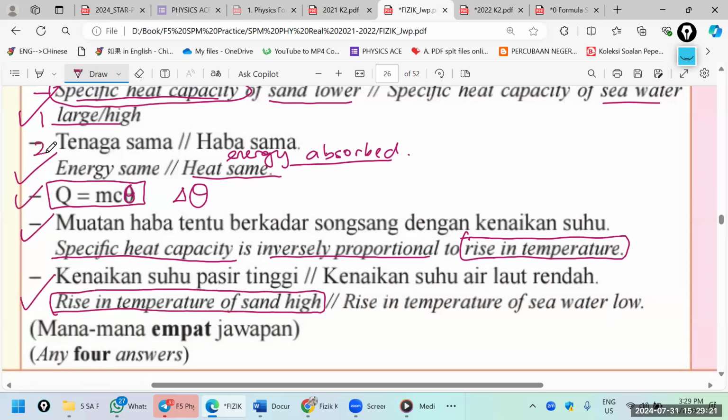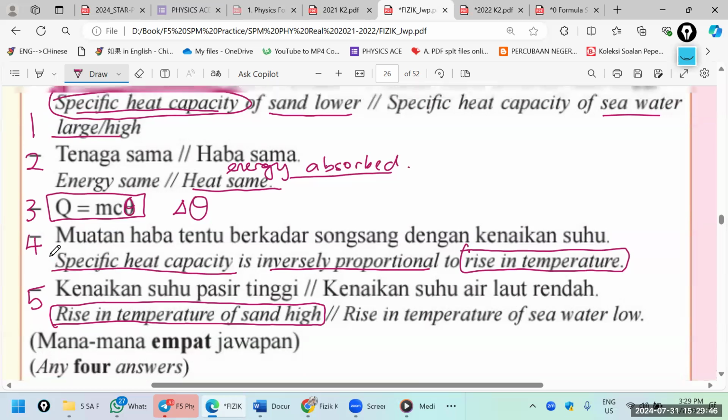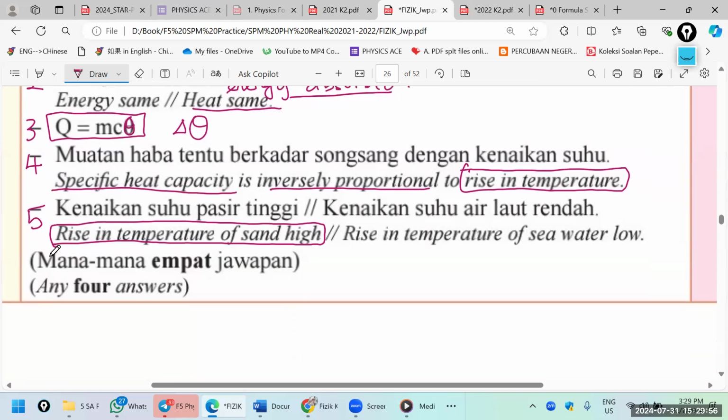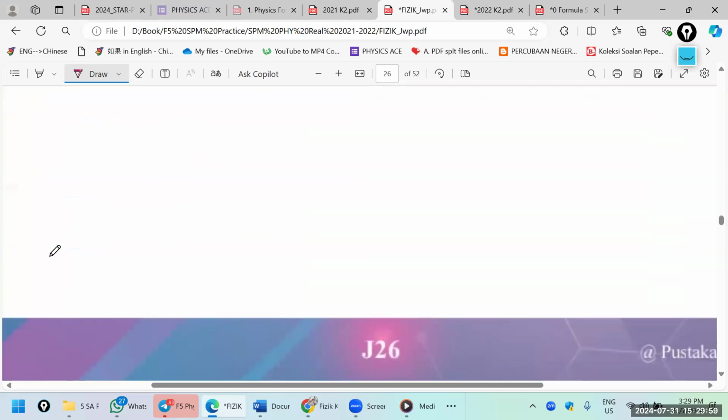So here go 1, 2, 3, 4, 5. For 5 sentences, we accept maximum 4. So actually you can write more sentences, understand? Do not worry. Many people score 1 mark here during that year. You must mention rise in temperature. Okay, 1 more minute.